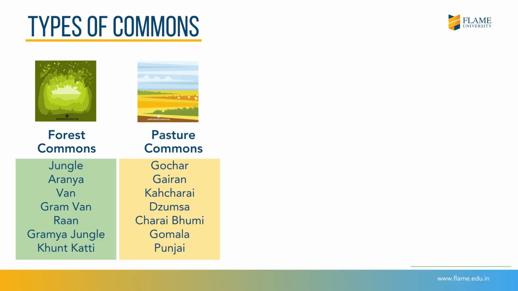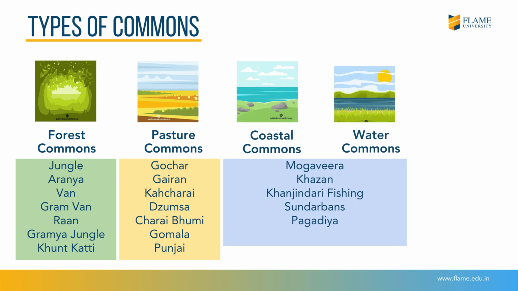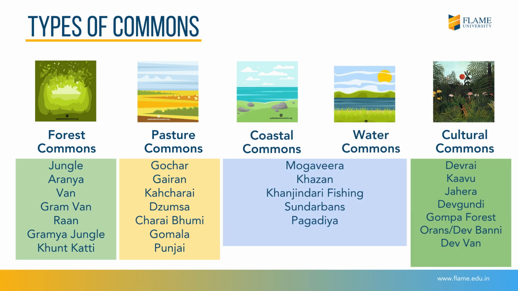We have pasture lands and grazing lands, where the pastoralists, also nomadic pastoralists, take their livestock across, for example, Western India. We have coastal commons, water commons, wetlands, water bodies, and also cultural commons. One of the important cultural commons is sacred groves, and there has been a recent Supreme Court decision on that, which we'll also discuss.